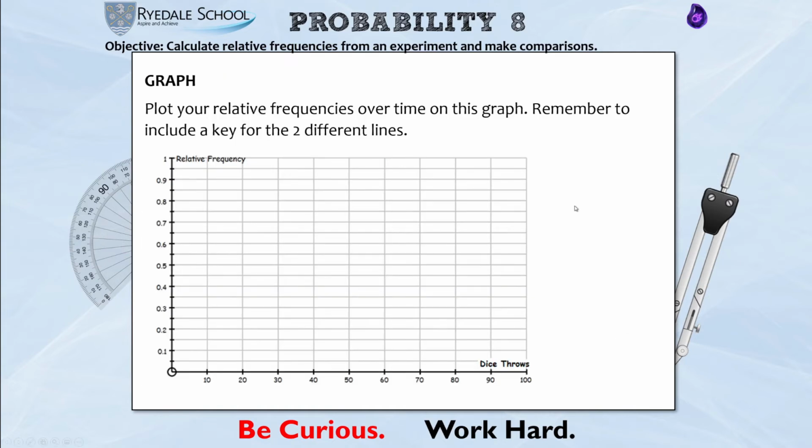So here is my set of axes that I'm going to use. You'll see that I've done my relative frequency on the vertical axis going from 0 to 1. On the horizontal axis, I have got the number of dice throws, and we're going to see two line graphs here. The two line graphs are going to represent one for your favourable outcomes and one for the unfavourable outcomes. And I'm going to show you how to plot one of your lines, and I will leave you to plot your second line yourself.